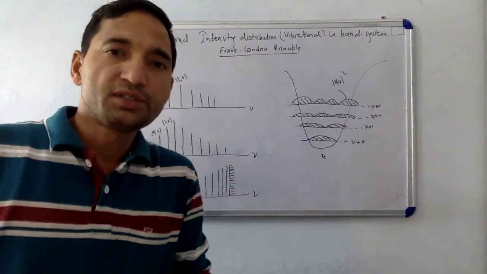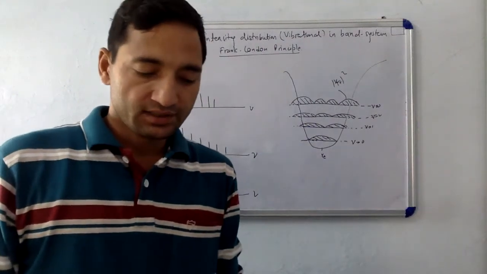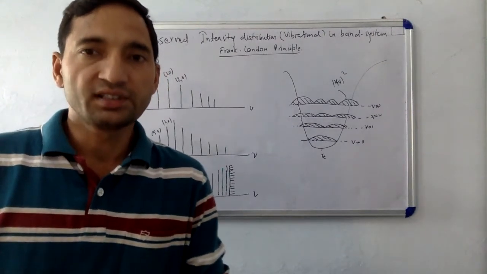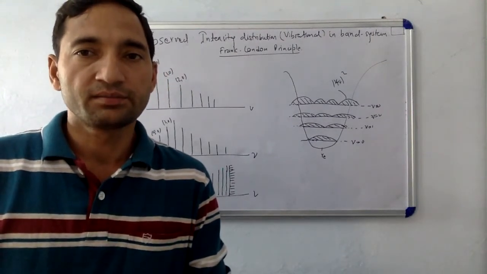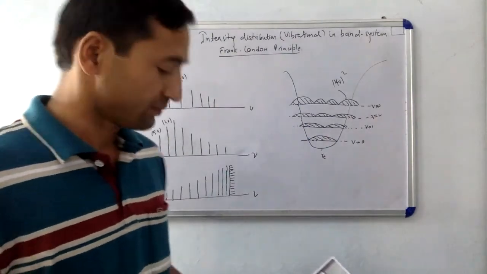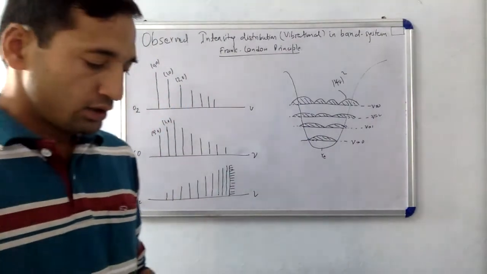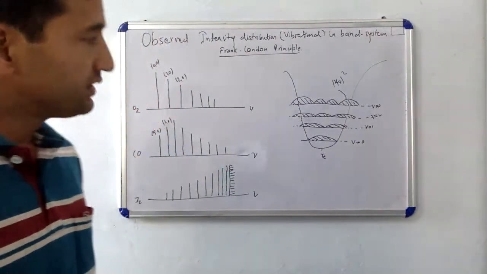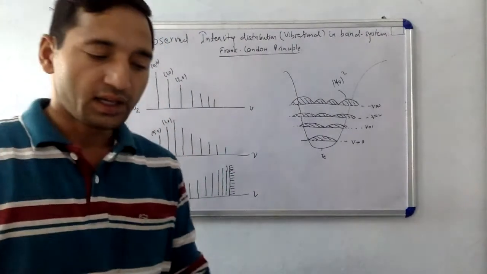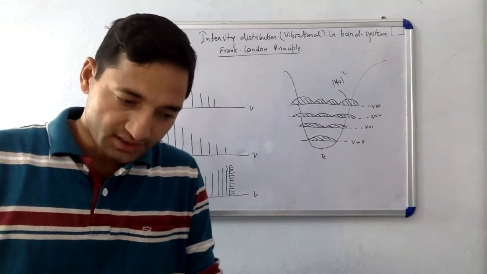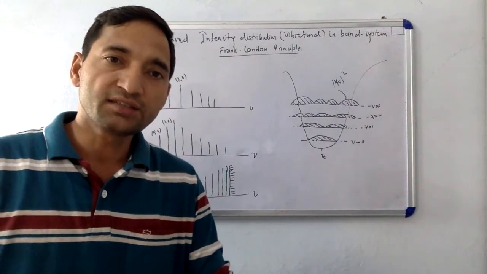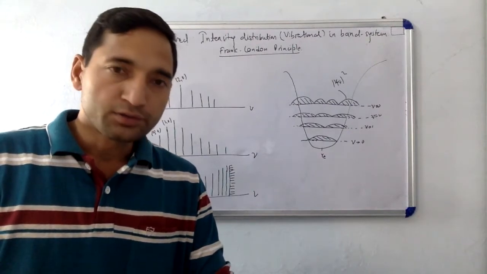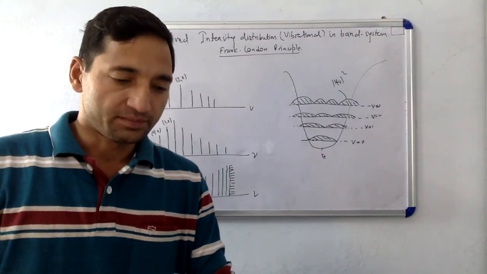Hello to everyone. Today I will be discussing the observed intensity distribution, that is the vibrational intensity distribution in an electronic band system. That is the Franck-Condon principle. The distribution of the energy among the bands of an electronic band system varies greatly from molecule to molecule and also from band system to band system.